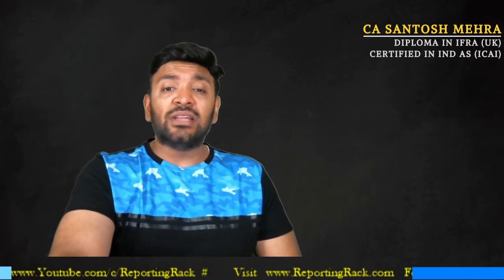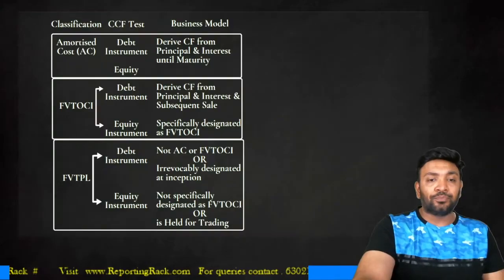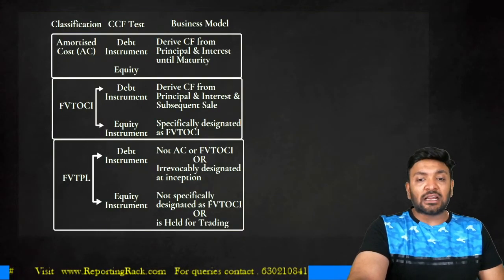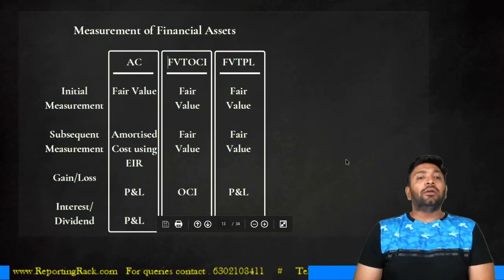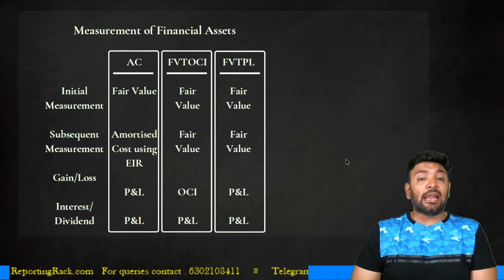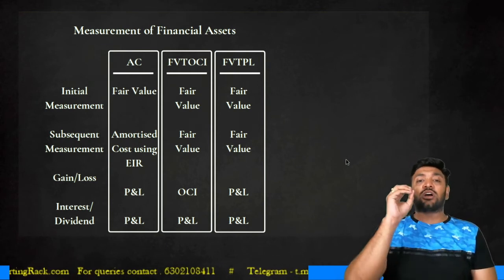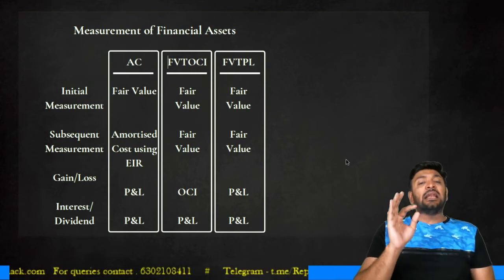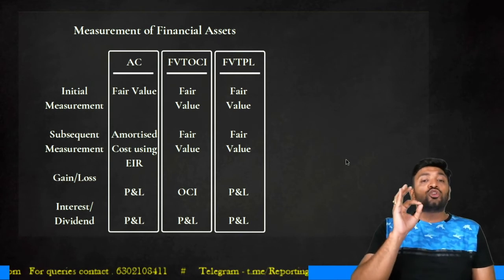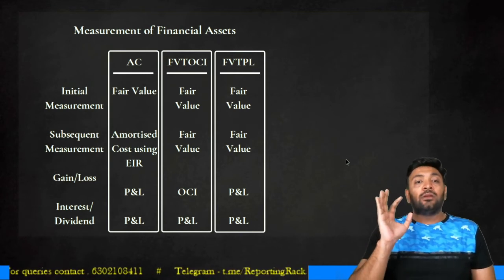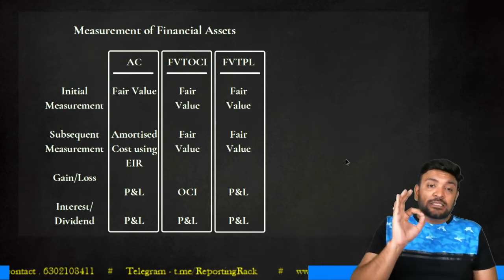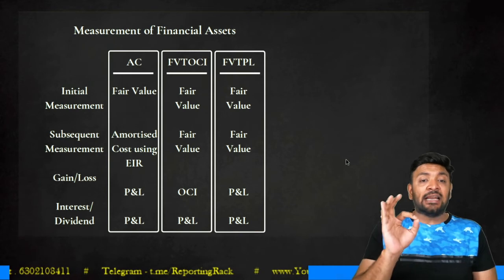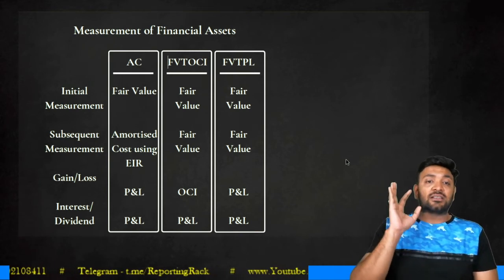Let's see now how we measure these instruments based on their classification. Whether it is amortized cost, FVTOCI or FVTPL, the initial measurement of a financial asset should always be at fair value. Initial measurement should always be at fair value. It is the subsequent measurement, that is on balance sheet date, where the change actually occurs.